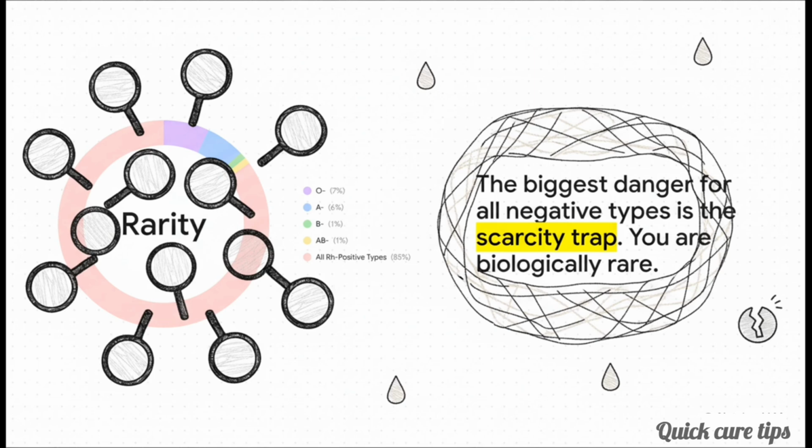The biggest danger for all negative blood types is what I call the scarcity trap. Just look at how rare you are. O negative is only 7% of the population. B negative, just 1%. And AB negative is less than 1%. This scarcity is your single biggest vulnerability in an emergency.